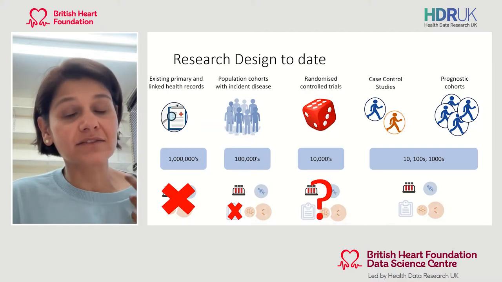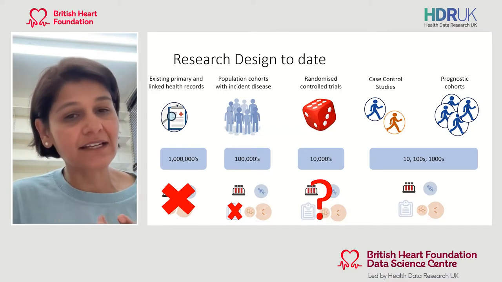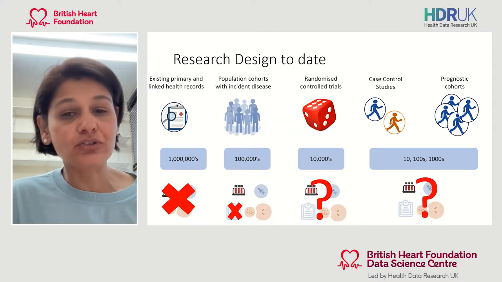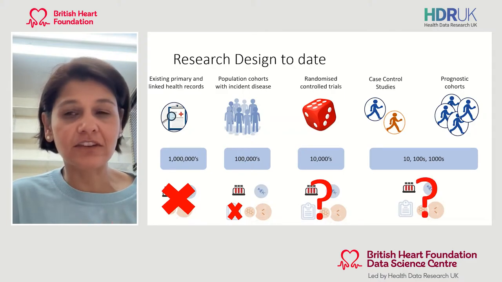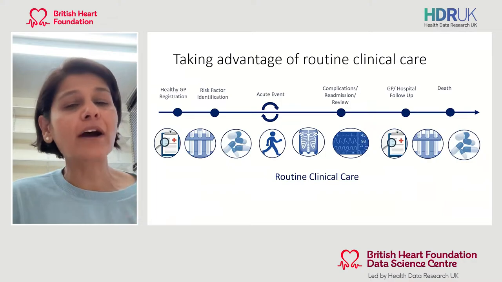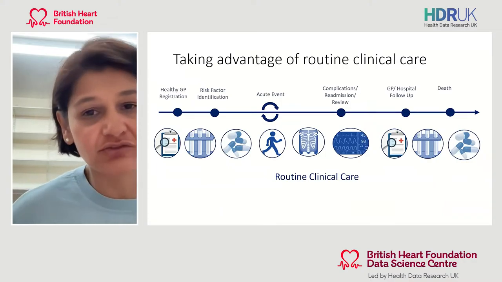Randomized control trials are often carried out by industry. And sometimes this information isn't always accessible, but sometimes it is. And that is, again, changing. And again, case control studies and prognostic cohorts are variable in terms of the information that we're able to use for research. So how can we take routine clinical care, and how can we take advantage of routine clinical care?